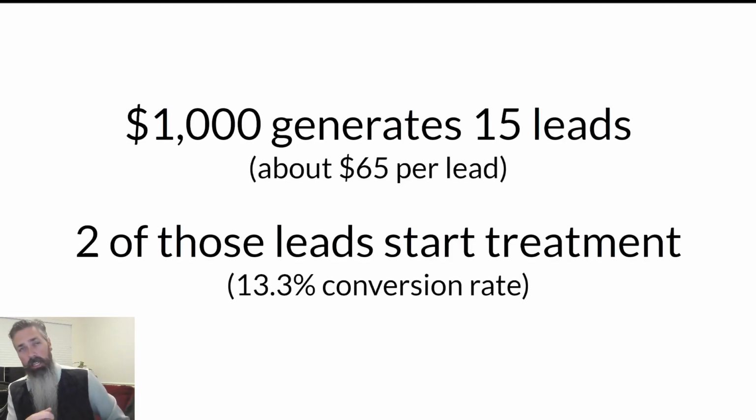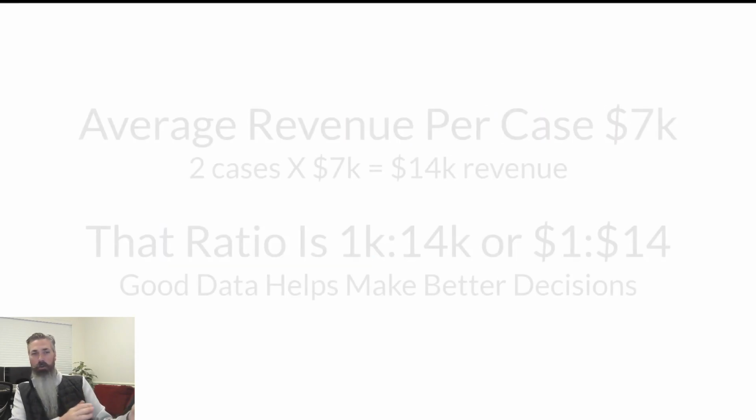So let's say that throughout the month, we run this test for $1,000 and we generate 15 leads. That means that for every lead that came in, you spent about $65 per lead. So that's cost per lead, an important metric to track. And of those leads, you were able to convert 2 of those leads to starting treatment. That is conversion rate. So 13.3% conversion rate. That's pretty good. Let's keep going a little bit further.